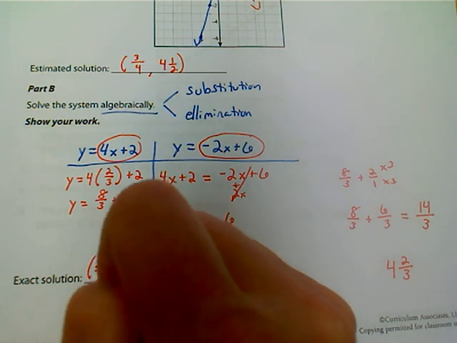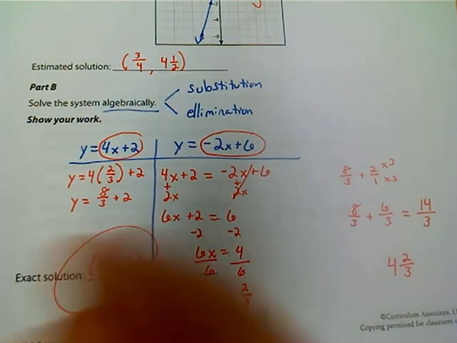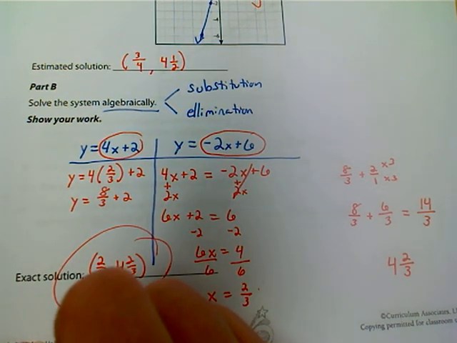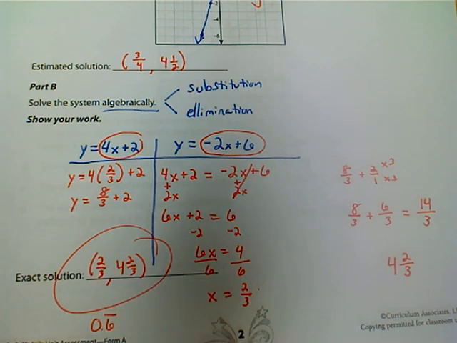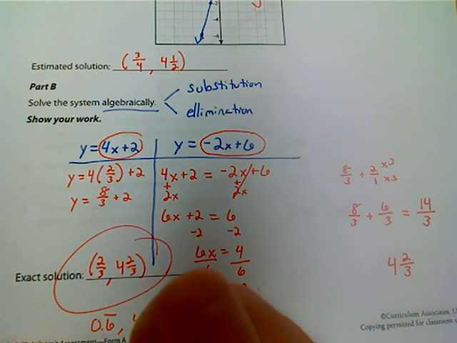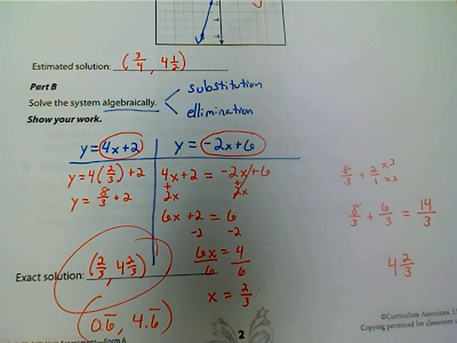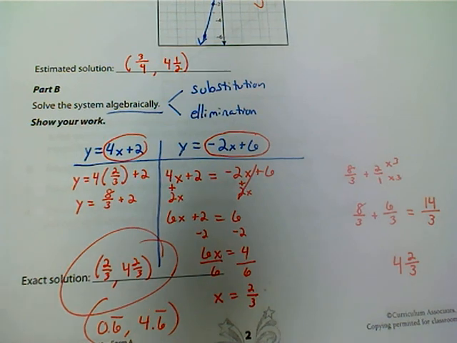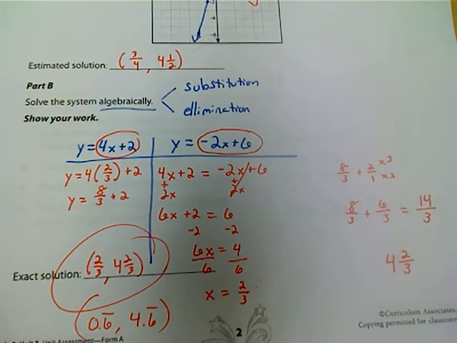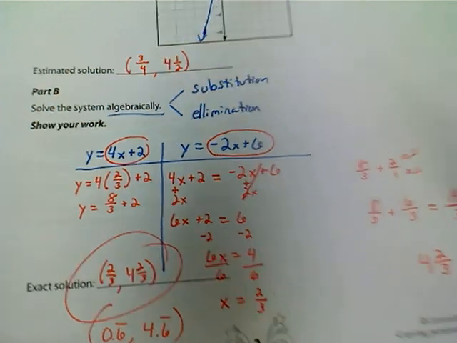That's my y value. And of course, you could leave these as decimals too. 2/3 would be 0.6 repeating, and that would be 4.6 repeating. So you could also have the decimal equivalent. Number 4.